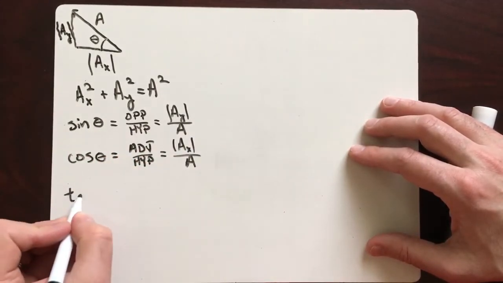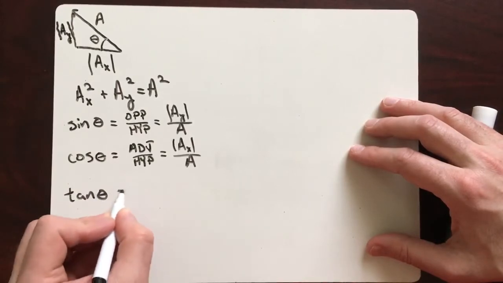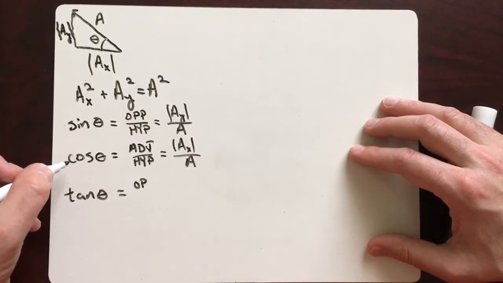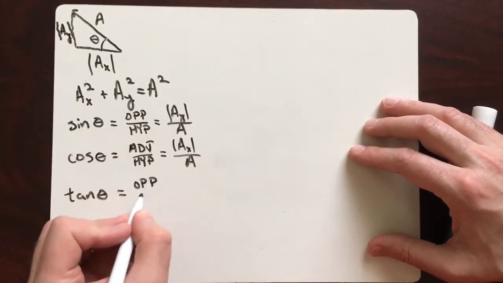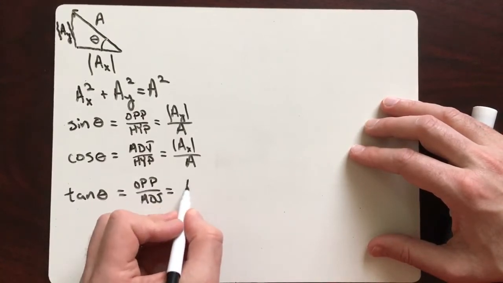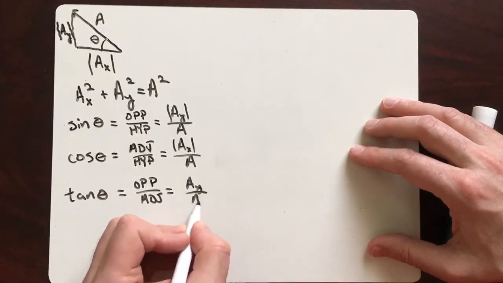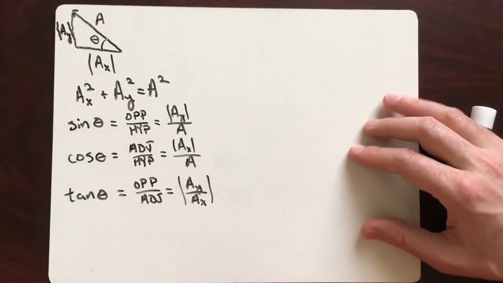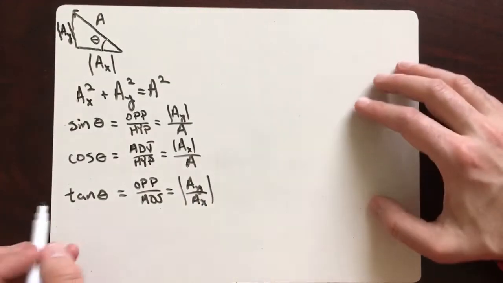And one last thing we can do, we can talk about the tangent. You can do sine over cosine for tangent. You can also do, in terms of the size of a triangle, it's opposite over adjacent. So that's a sub y over a sub x, absolute value. Now these can be rearranged.